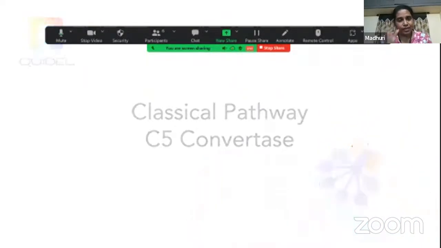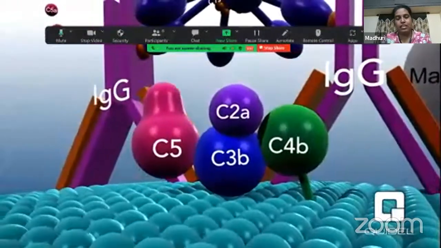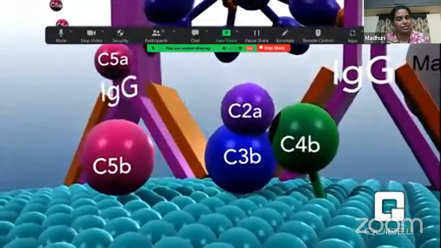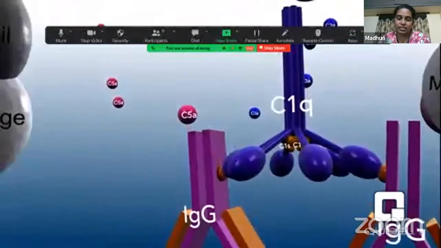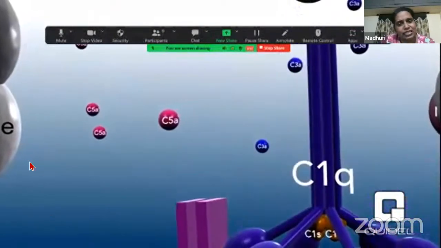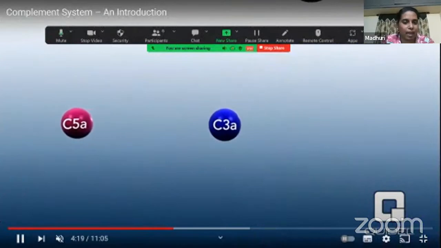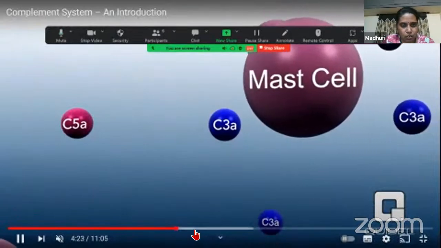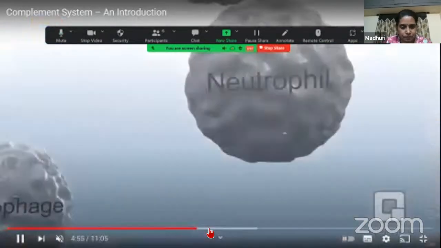Now, the next component coming into the picture, the one in pink, is C5. Again, C5 comes, sits, and breaks open into C5b and C5a. C5a is lighter. We'll see what happens to all these lighter units in the later slides. We'll go to the last step of the complement activation.